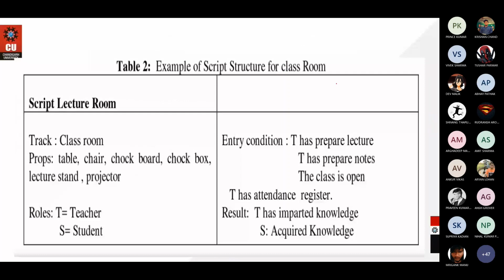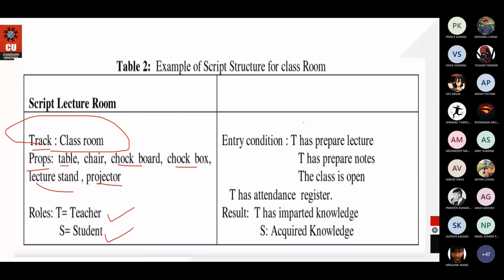So the next script is about a classroom. Let's consider a lecture room. In this case, the main activity is attending the classroom. What will be the various props, meaning various objects? Table, chair, chalkboard, chalk box, lecture stand, and a projector. And what are the various roles? The roles will be teacher and students in the classroom.